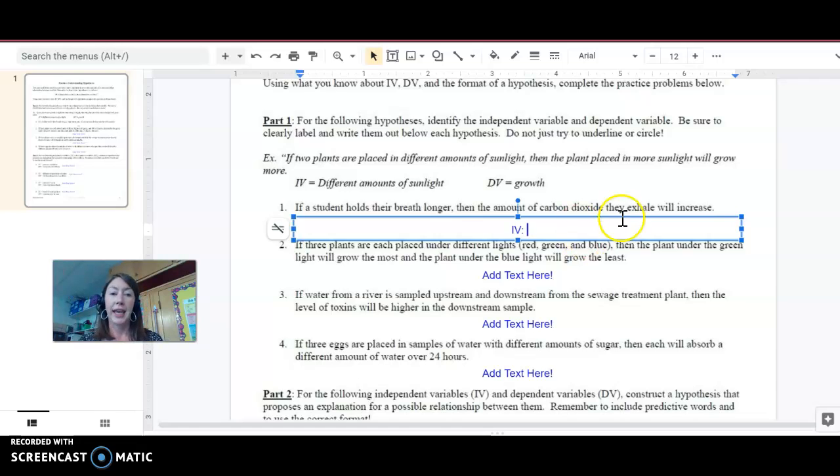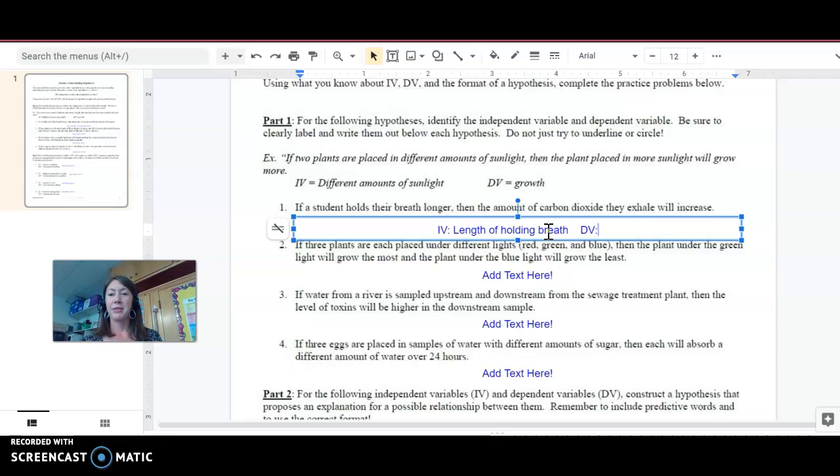So in this case, if a student holds their breath longer, so we're saying we're going to have the student hold their breath longer than they normally would, and then we will measure the amount of carbon dioxide they exhale. So the independent variable, the thing that we are changing as the experimenter, is the amount of time they hold their breath. So I'm going to say length of holding breath. Obviously, that's not a complete sentence, but that's okay. It doesn't have to be, right? This is just a variable.